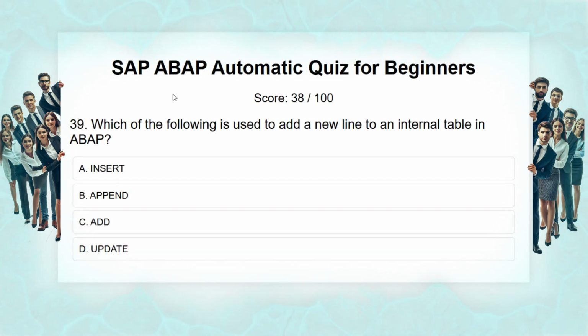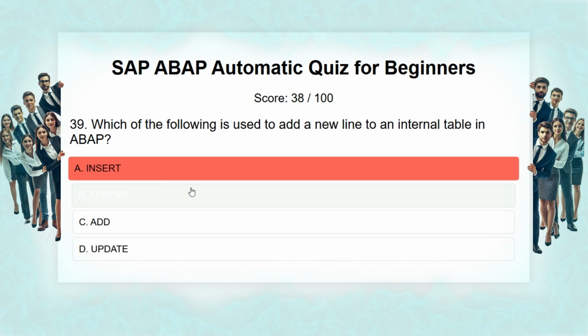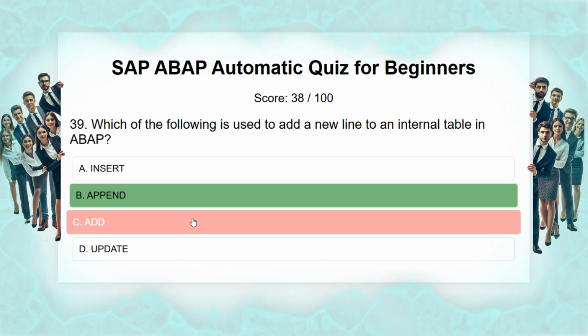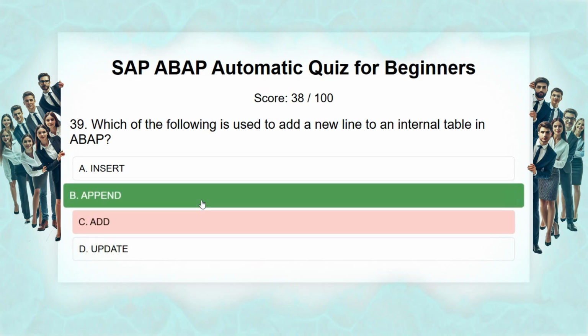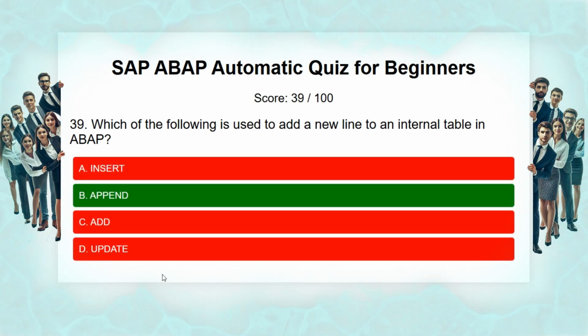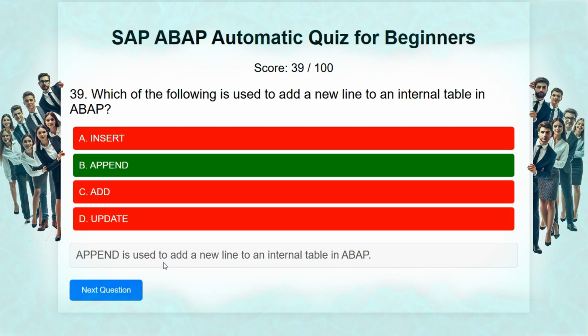39. Which of the following is used to add a new line to an internal table in ABAP? A. Insert. B. Append. C. Add. D. Update. Correct answer. Append is used to add a new line to an internal table in ABAP.